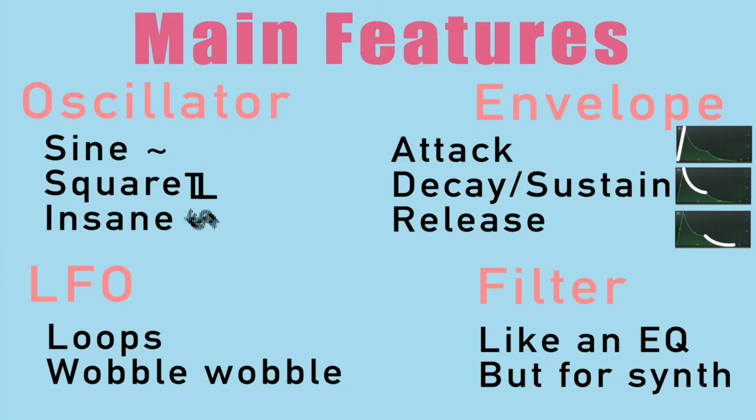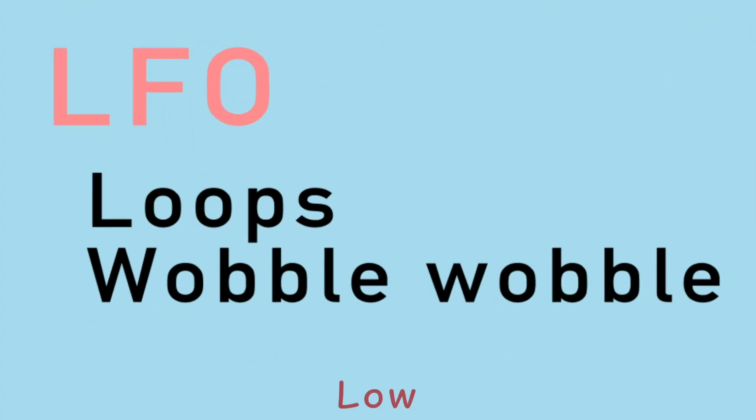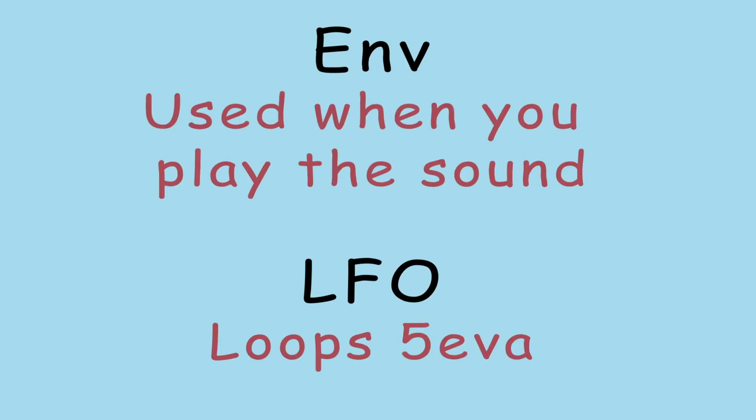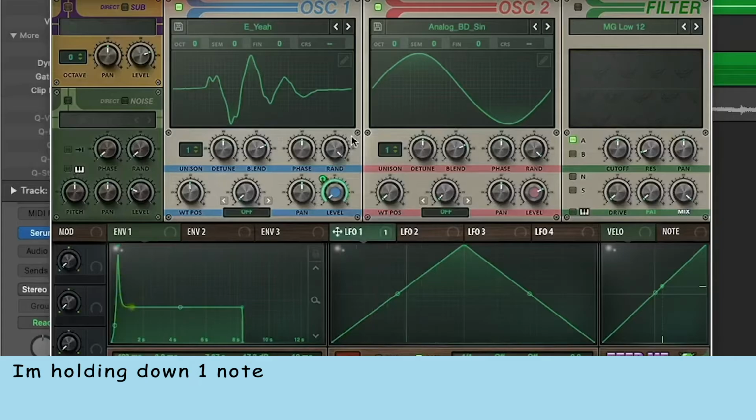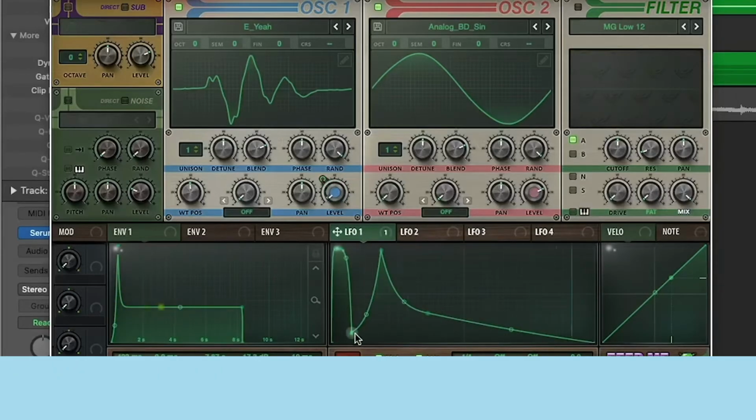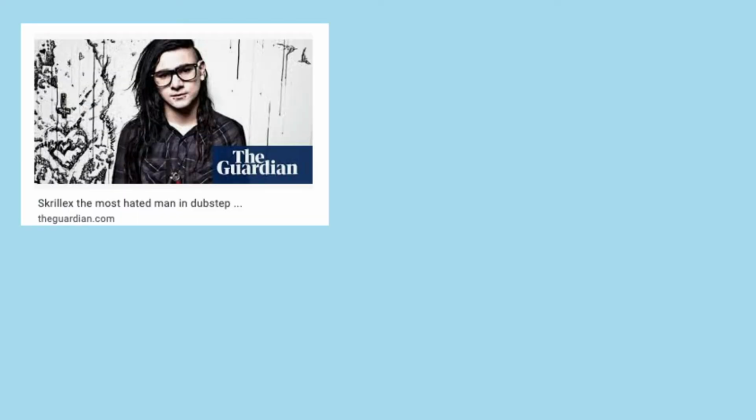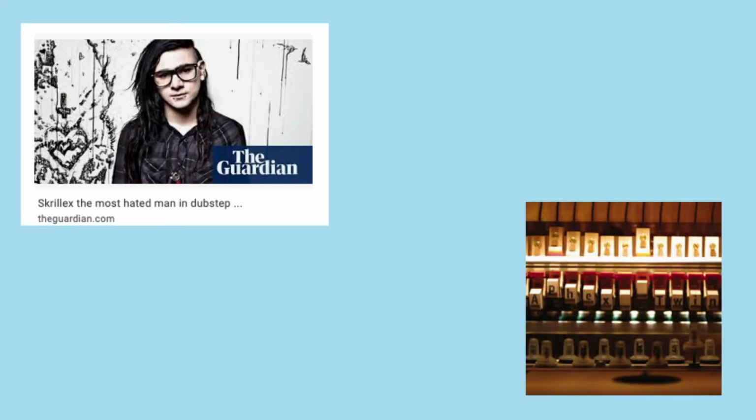The next thing after the envelope are the LFOs. This stands for low frequency oscillator. And pretty much this is something that loops. So unlike an envelope, which is only triggered when you play the note, LFOs are just consistently triggering. So this is what you can do with them. They give you that wobble sound effect. Really good if you're making dubstep or anything with glitchy noise, that's where you're going to be using LFOs.